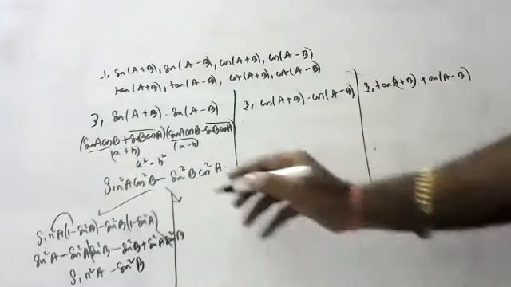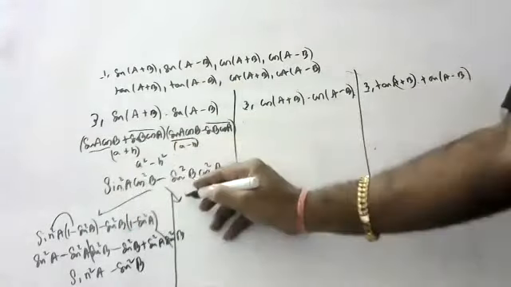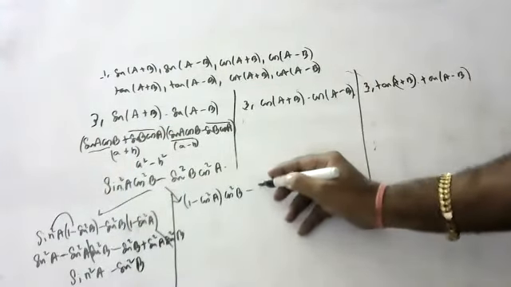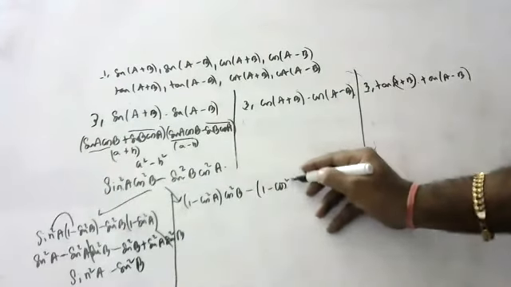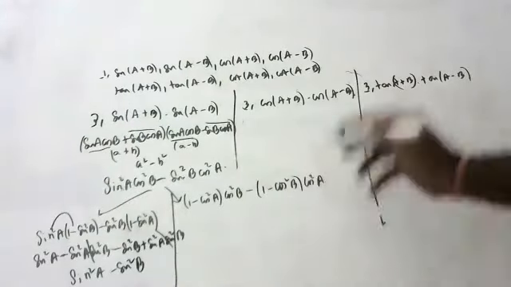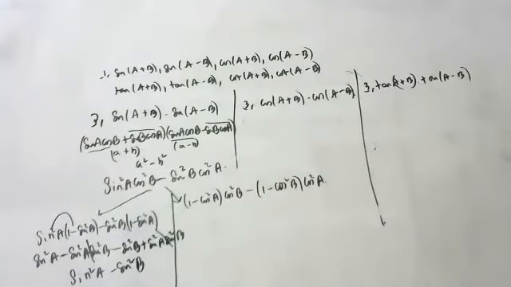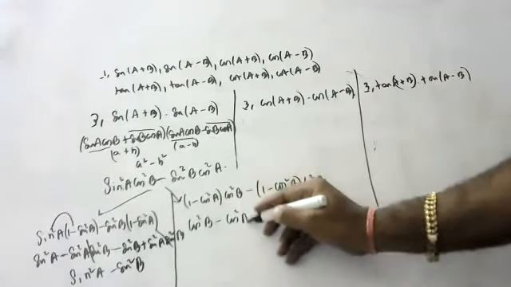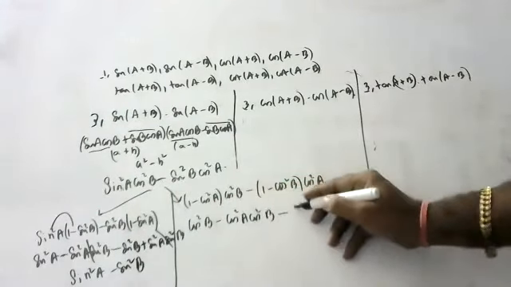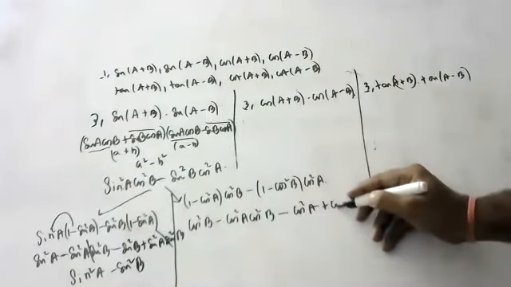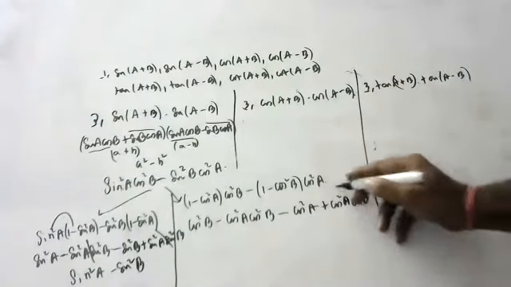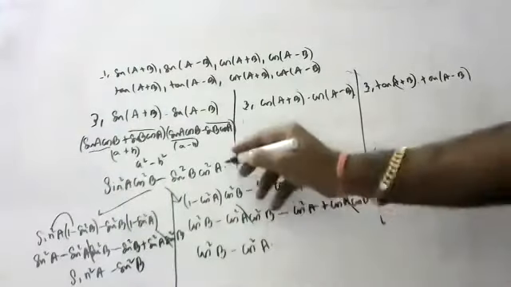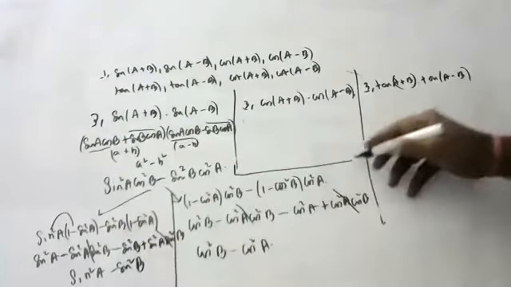Now I want the answer only in cos, children. I will remove sine square. Sin square A, what can I write? 1 minus cos square A. So (1 minus cos square A) into cos square B minus (1 minus cos square B) into cos square A. You should know how to convert them, children. So this into this: cos square B minus cos square A cos square B minus cos square A plus cos square A cos square B. Cancel. Cos square B minus cos square A. This is the formula for sin A plus B into sin A minus B.